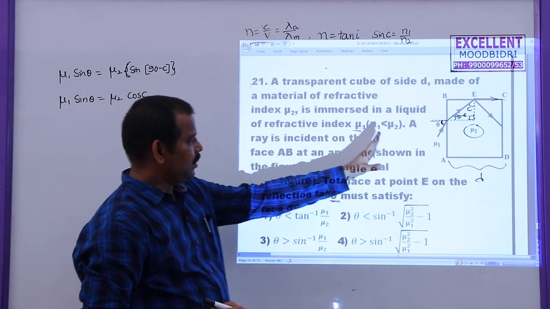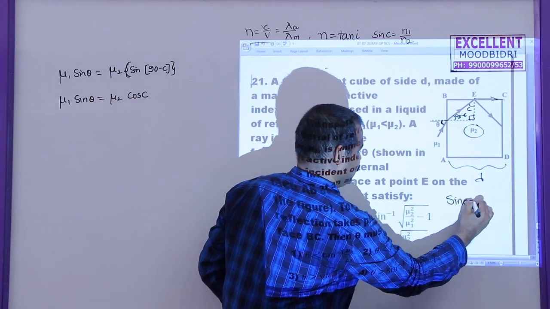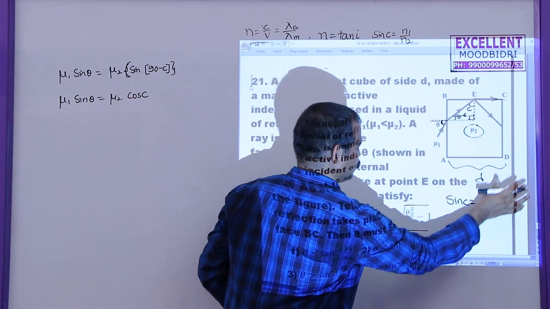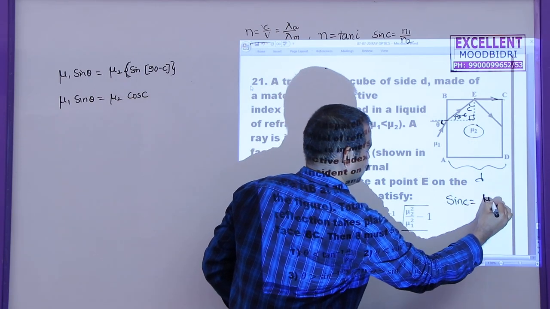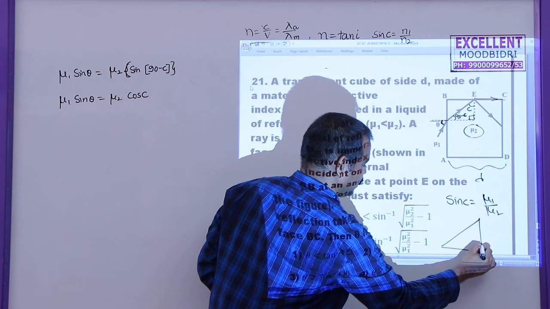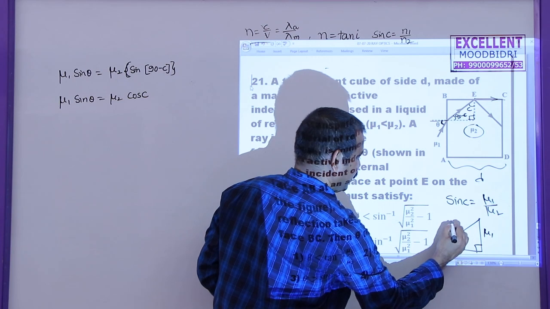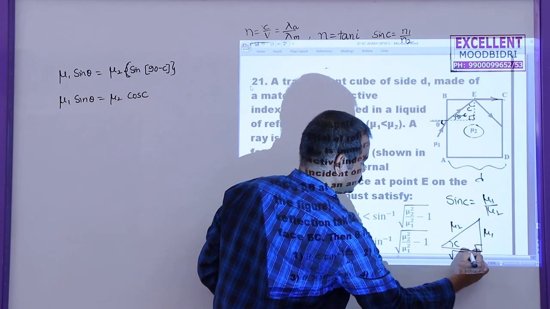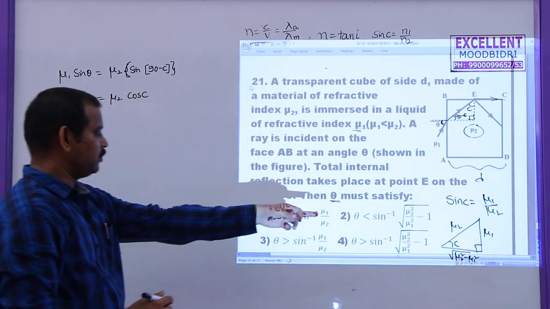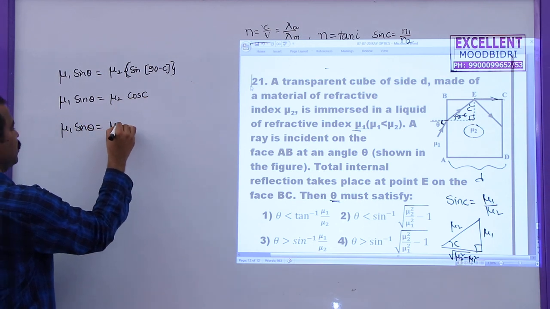But when a light ray travels from one medium to another, the critical angle sin C is given by n1 by n2, but here these are given as mu1 and mu2. So let me take sin C as mu1 by mu2. Now let me draw a right angle triangle with angle C. The opposite side is mu1 and the hypotenuse is mu2. The other side will become root over mu2 square minus mu1 square. Now let me substitute this value here. This will become mu1 sin theta is equal to mu2 cos C.